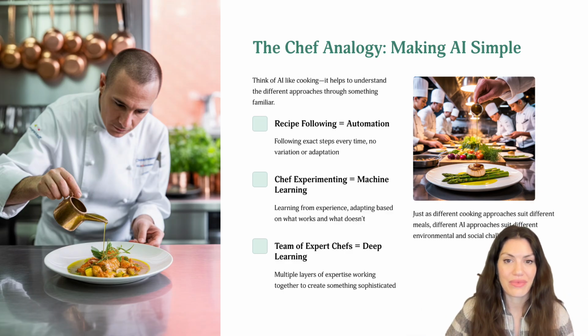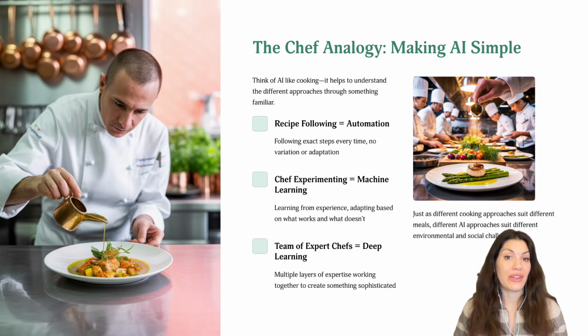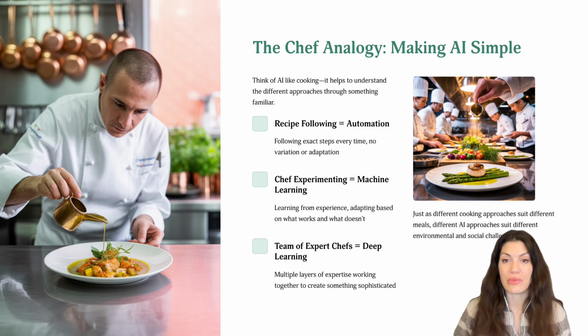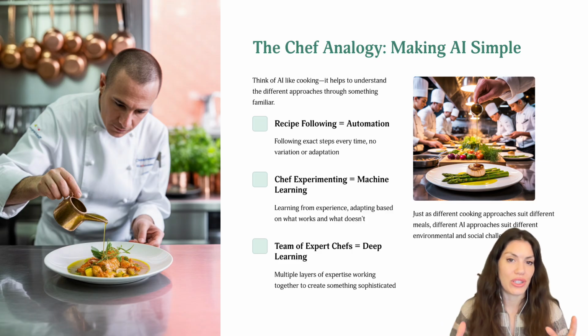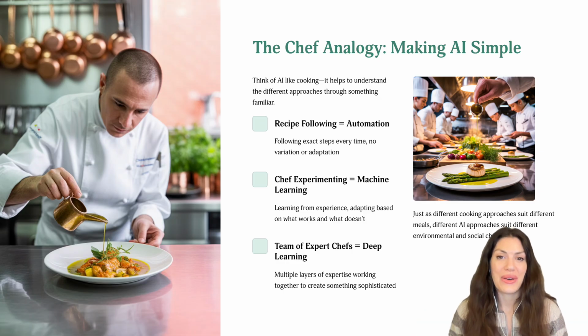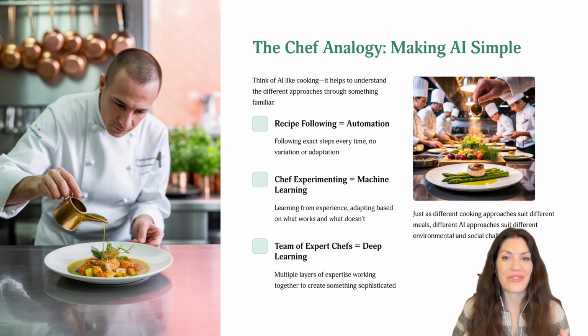That's automation. Now, if you're learning from experience and adapting based on what works and what doesn't, if it means adding a little bit more salt, for example, that's your chef experimenting. That's exactly machine learning. And now, when we look at a team of expert chefs who have different layers of experience and incredible expertise working together to create an incredible meal, that's deep learning. Just as different cooking approaches suit different meals, different AI approaches suit different environmental and social challenges.